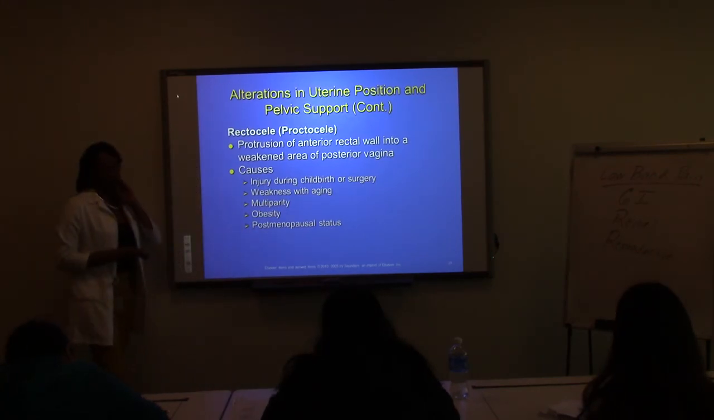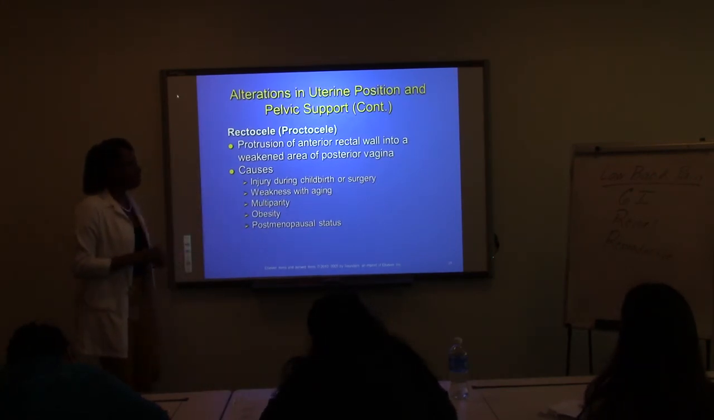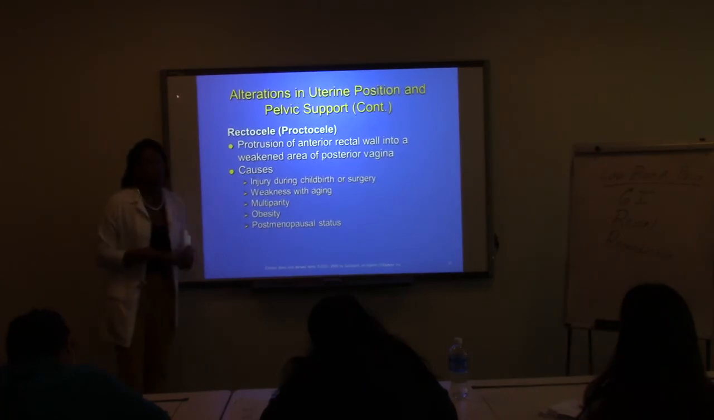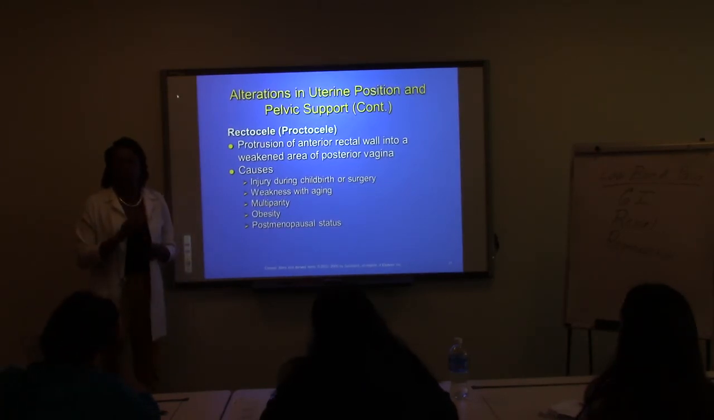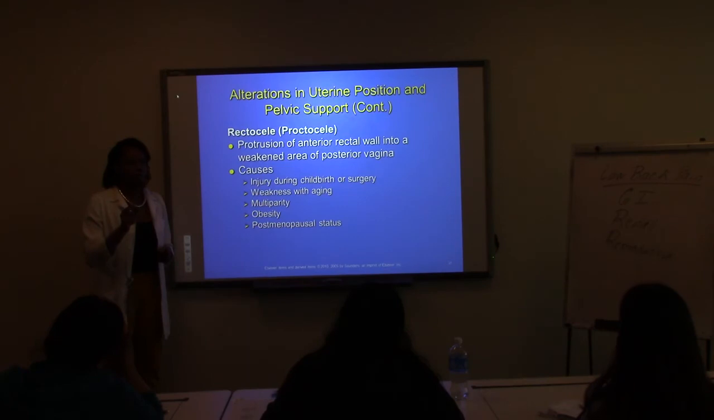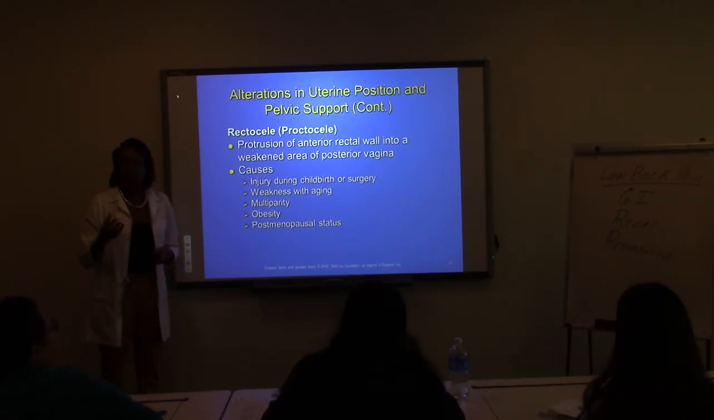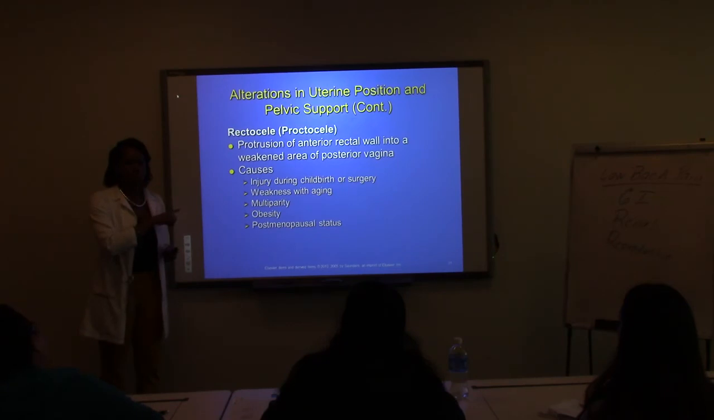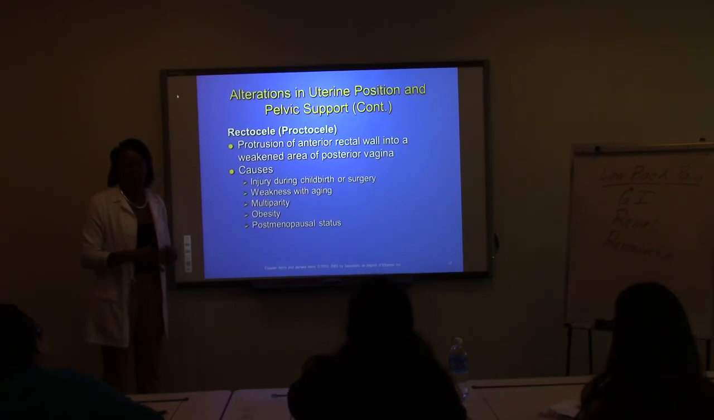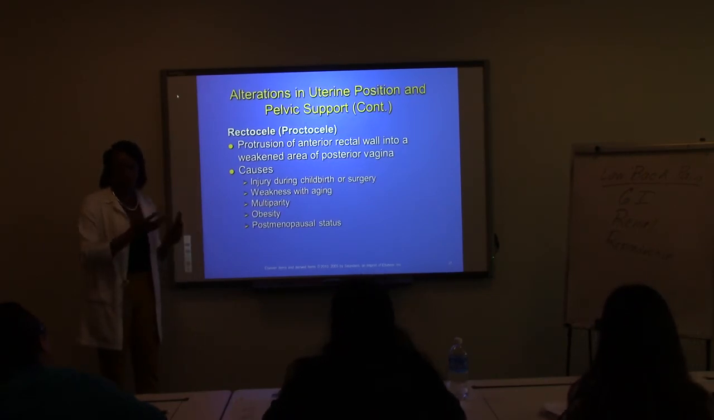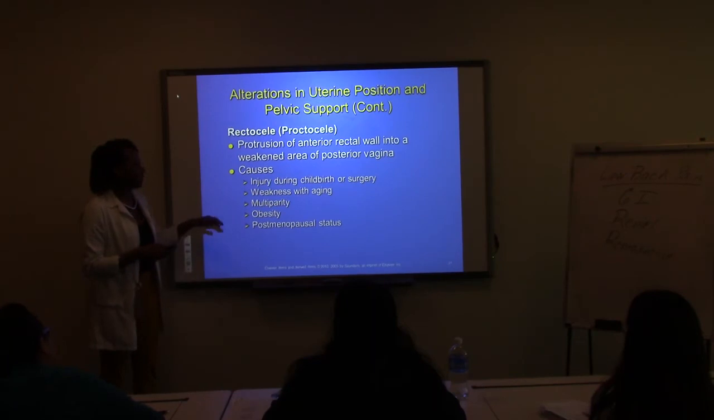Causes, again: childbirth and weakness with aging. The GYN office I used to work at, the doctors would definitely check a lot of the geriatric patients for this. For some reason, geriatric women actually have this one more than the cystocele. So they'll have the prolapse and the rectocele more commonly than the cystocele.